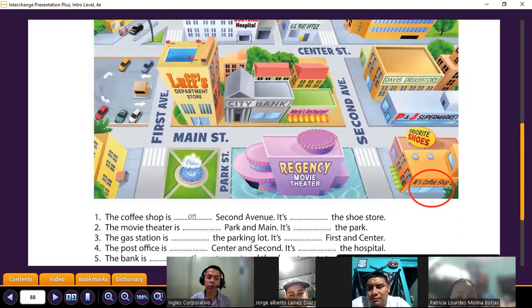Now let's go to the movie theater. Where is the movie theater? Where is the gas station? Where is the post office? Where is the bank? Where is the bank? Okay, in the meantime, I will take the attendance. Voy a pasar la asistencia nuevamente, en lo que ustedes me leen el mapa.